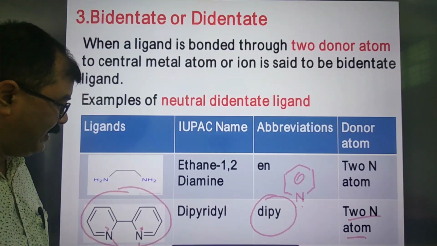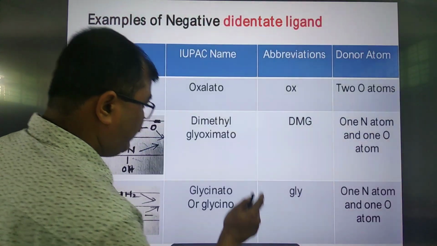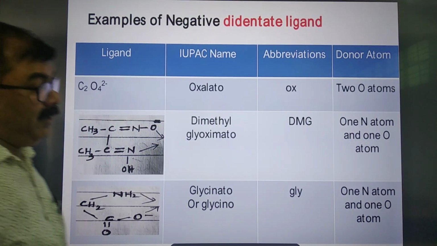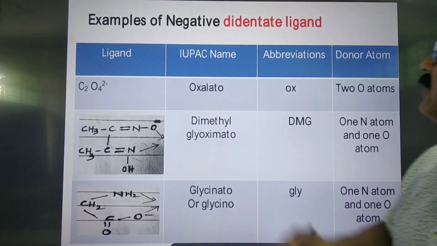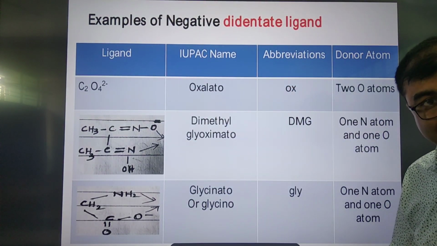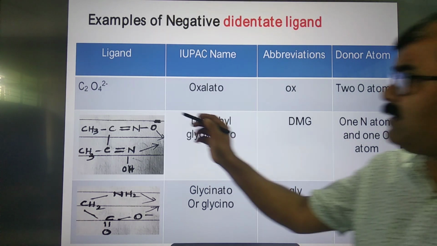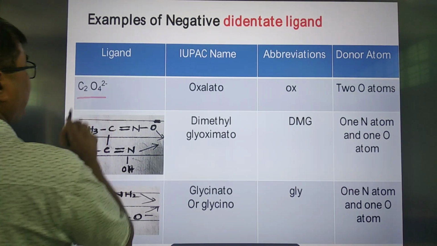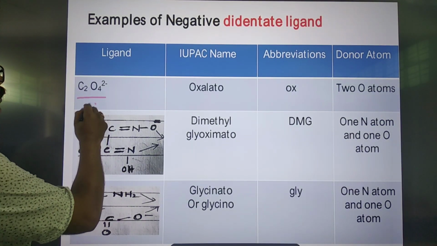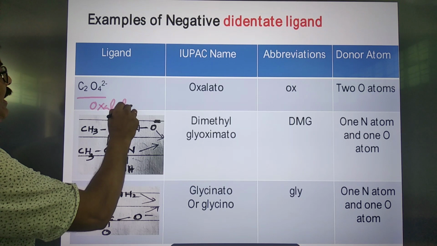Yes? Okay, now we'll go for the next one. Next examples are negative bidentate ligands. These are bidentate ligands, but with negative charges. So the first example is oxalate. You see this? This is the oxalate ion.